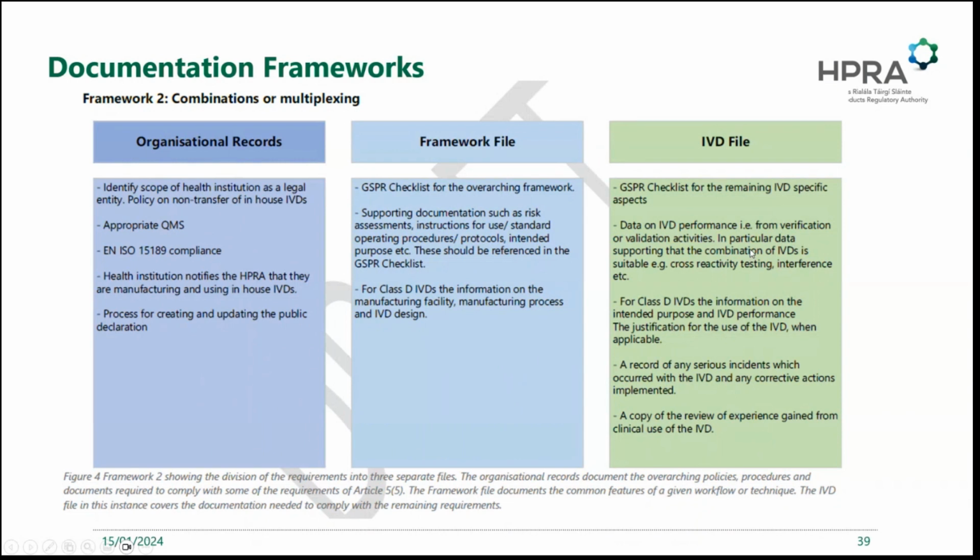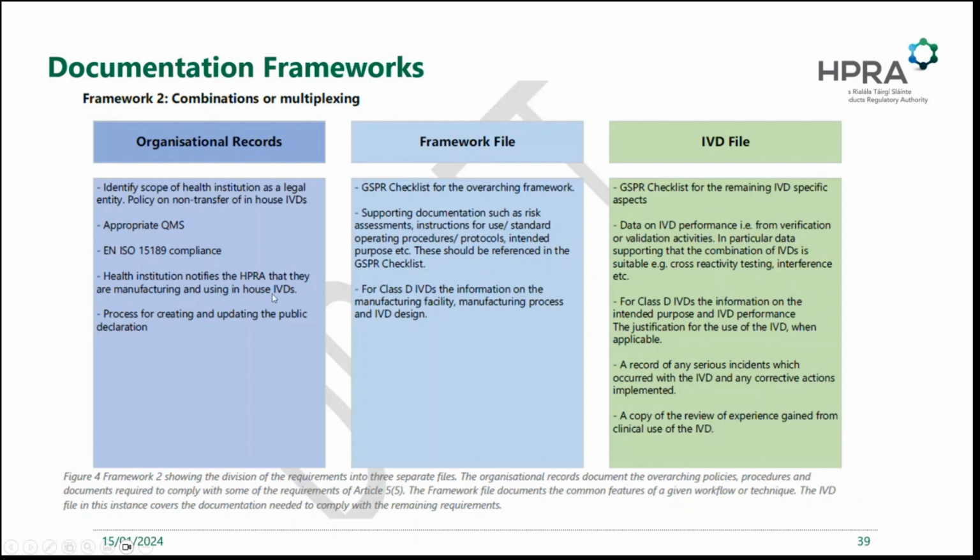You might also need to consider cross-reactivity testing or interference testing if you're doing a lot of combinations, or if you may be merging multiple things that weren't originally intended to. You may need to check that there's no cross-reactivity there, and covering that off and documenting in that IVD file will make sure you meet those requirements. And then the serious incidents will be captured at that kind of final level of detail, so it will be in the assay in question, and then the copy of review again will be at that assay in question.